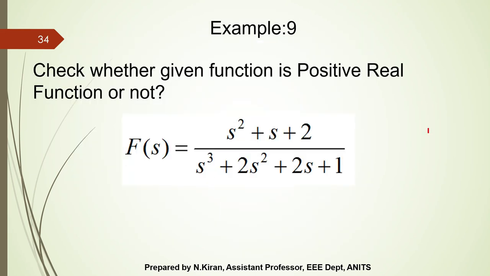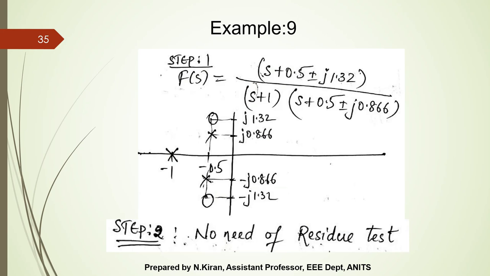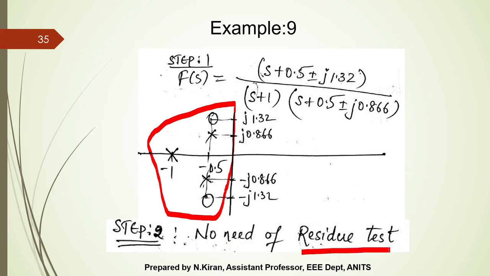The ninth example, s squared plus s plus 2 divided by s cube plus 2s squared plus 2s plus 1. So finding the poles and zeros, all the poles and zeros are on the left half of the S plane. Hence the first condition is satisfied. There are no poles and zeros on the j omega axis. So there is no need for conducting the residue test.